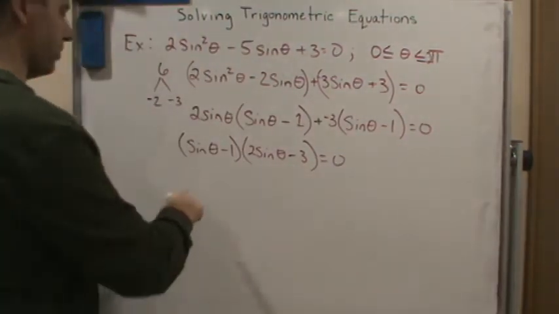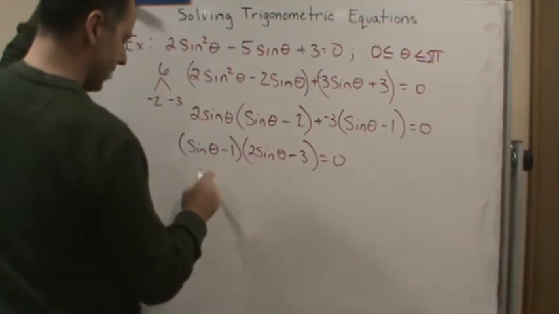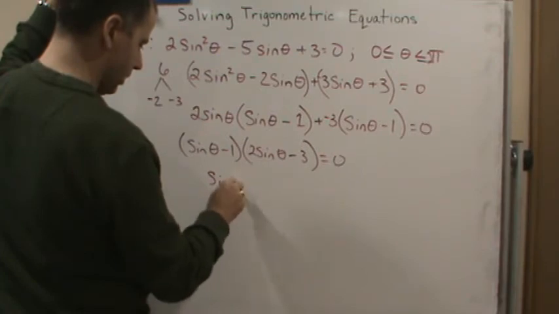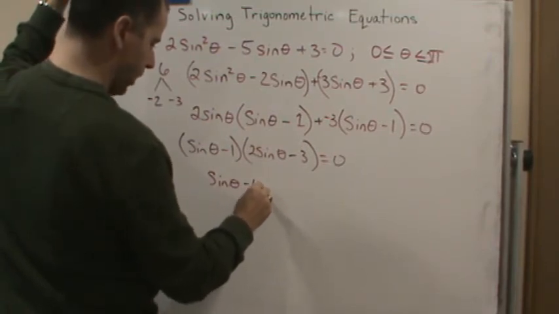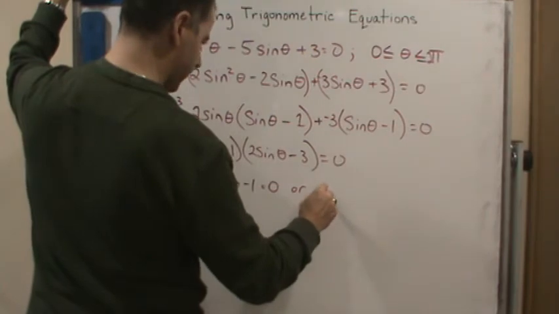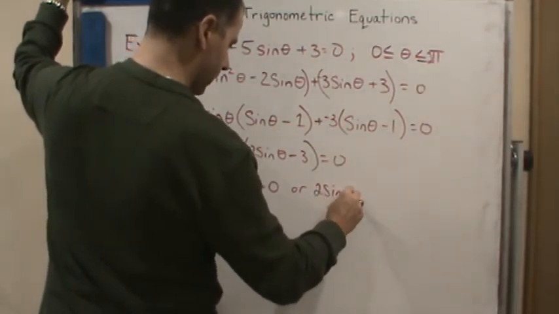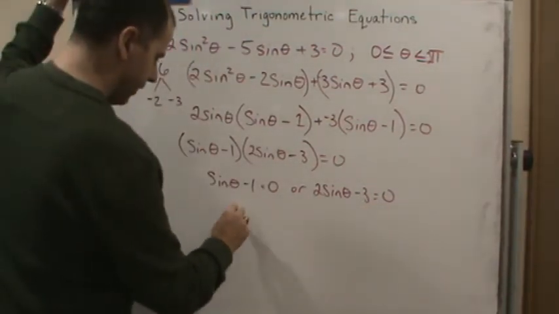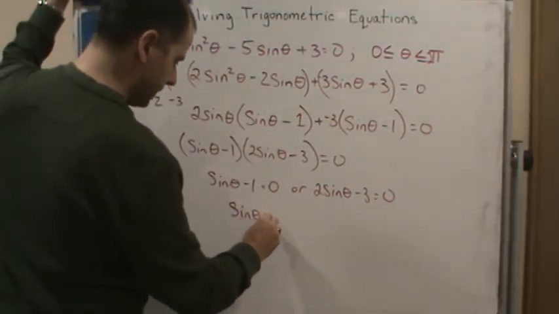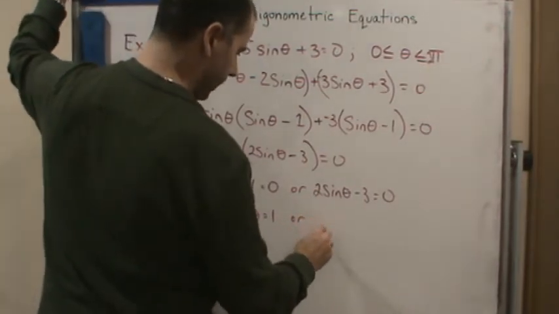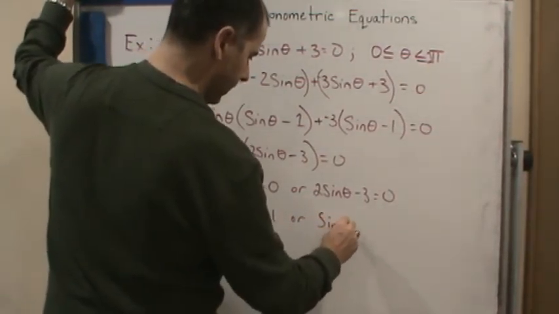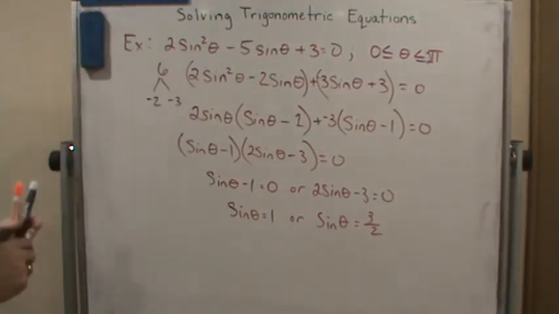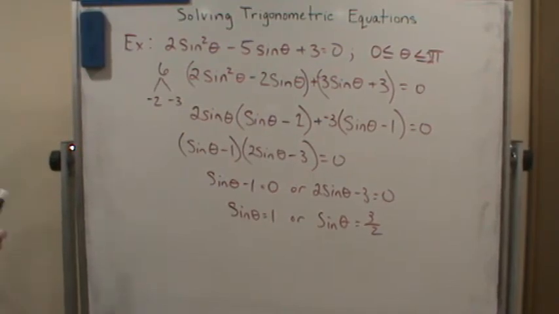And again, don't forget, all of these are equal to 0. And now here I can use the zero product principle, and I can set this up as sine theta minus 1 is equal to 0, or 2 sine theta minus 3 is equal to 0, which gives me either sine theta is equal to 1, or sine theta is equal to 3/2. And so now that's where I begin.